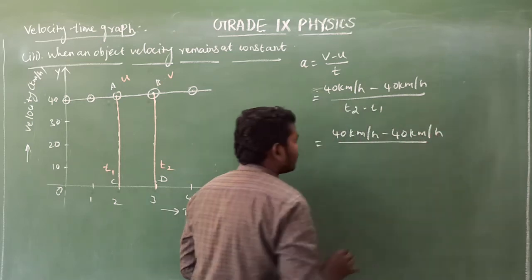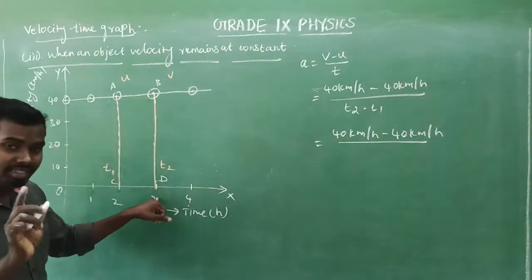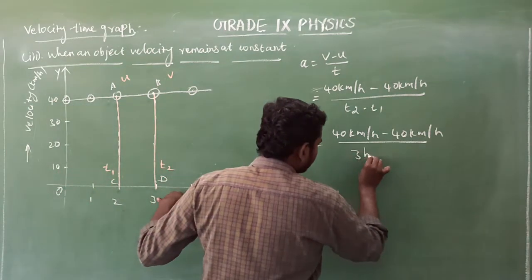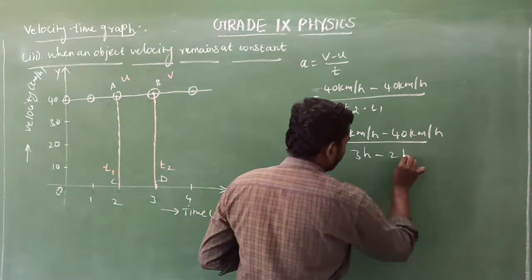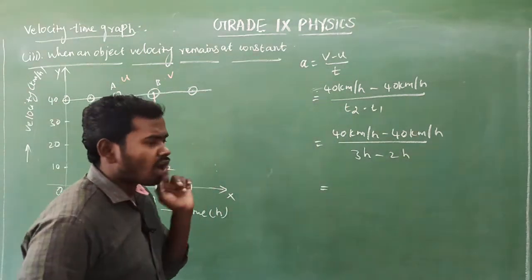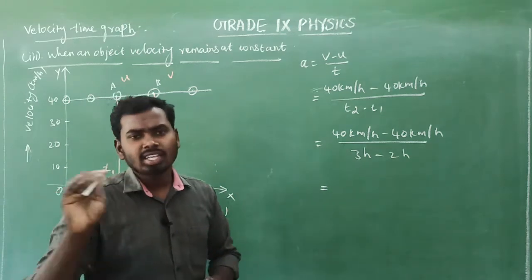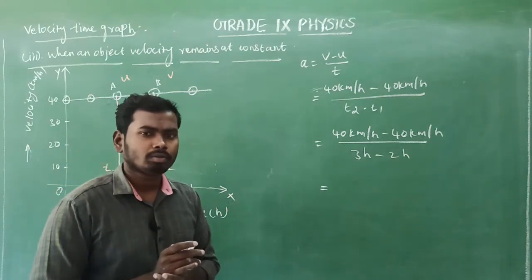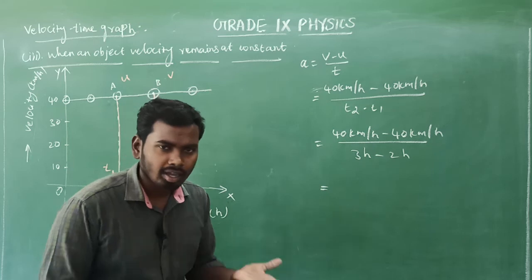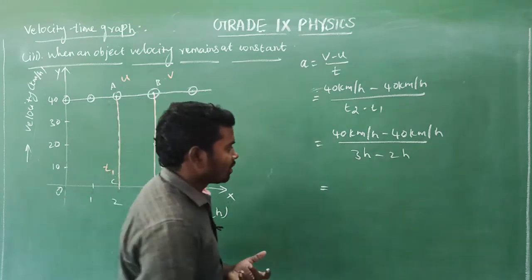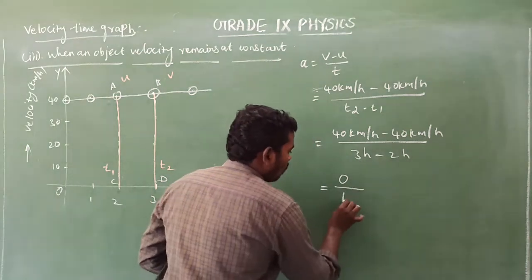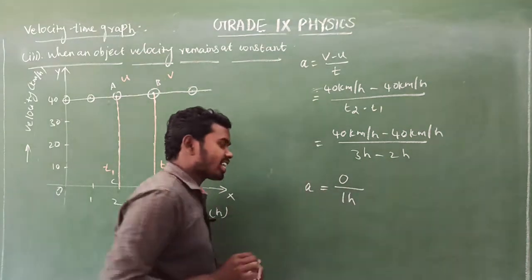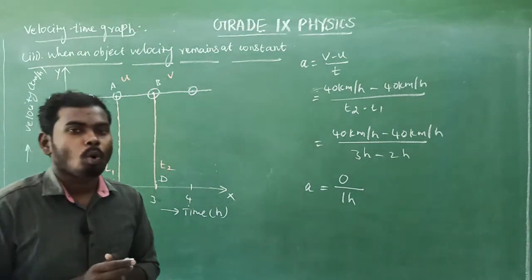So acceleration is equal to 40 km per hour minus 40 km per hour divided by T2 value, how much? T2 is 3 hours minus T1 value 2 hours. So which is equal to how much? 40 km per hour minus 40 km per hour is equal to, what is that? Yes, 0. Here 0, and divided by time value 1 hour. So what is the acceleration? You tell me. What is the acceleration?